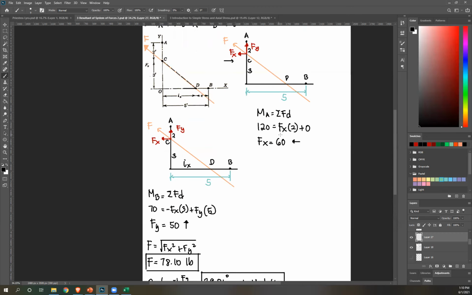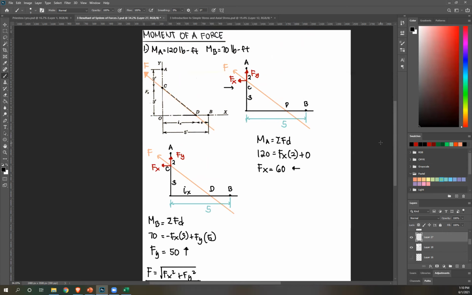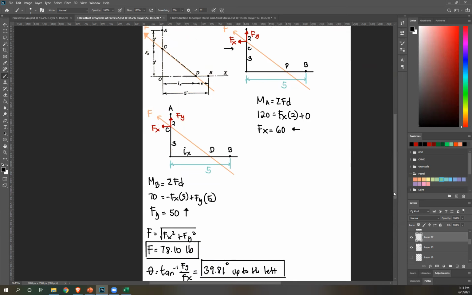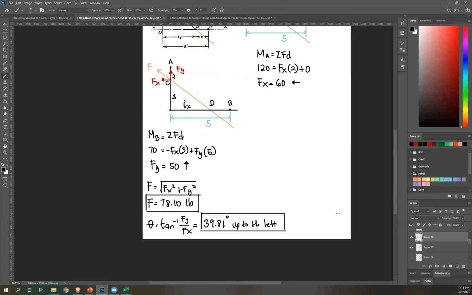Once again, in this case, this is already assuming the direction of our forces. This is comparing two answers and solving for a variable. So therefore, the positive sign just means correct assumption. So for Fx, we assumed Fx to be to the left, positive, therefore correct. It is to the left. Same thing here. We assumed Fy to be upward, therefore it's positive. So correct assumption, it is upward. So direction is up to the left, or southwest.